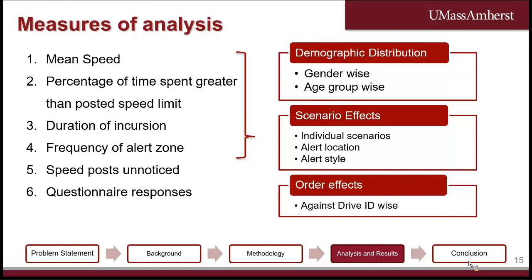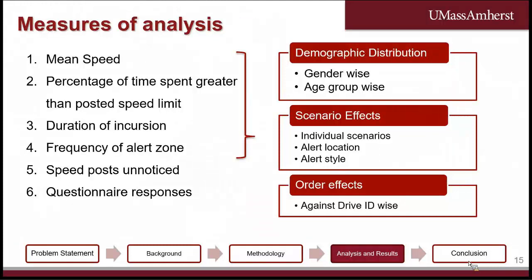And so here an incursion is defined as the time spent greater than the posted speed limit, up to the time at which the driver drops below the speed limit. So that period is called an incursion or an event here. And the frequency of alert zone, how frequently such events occur, is the fourth measure.